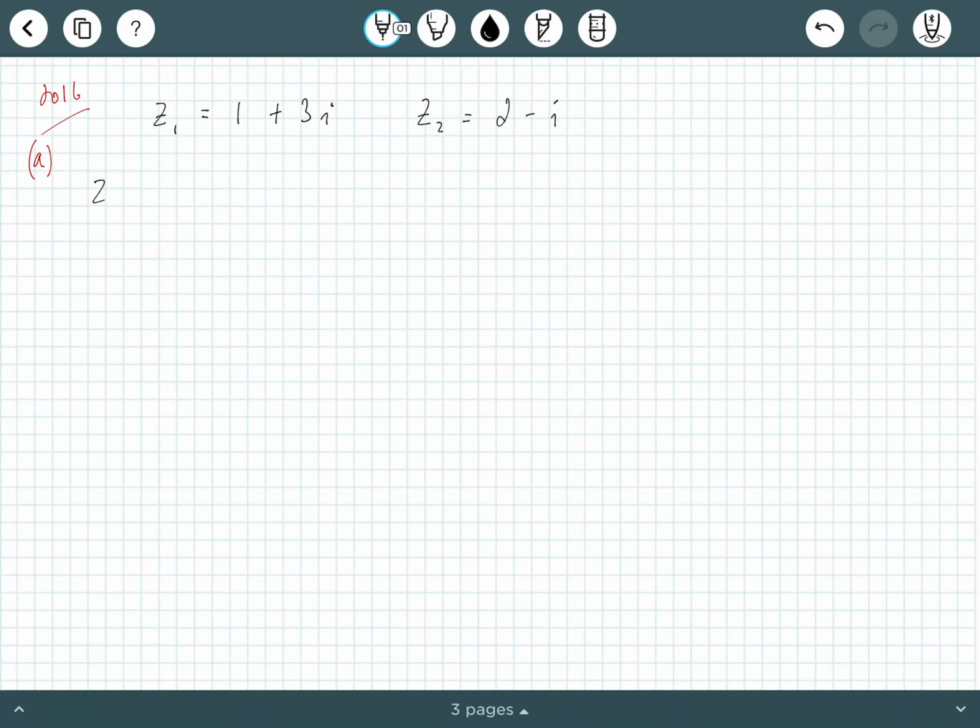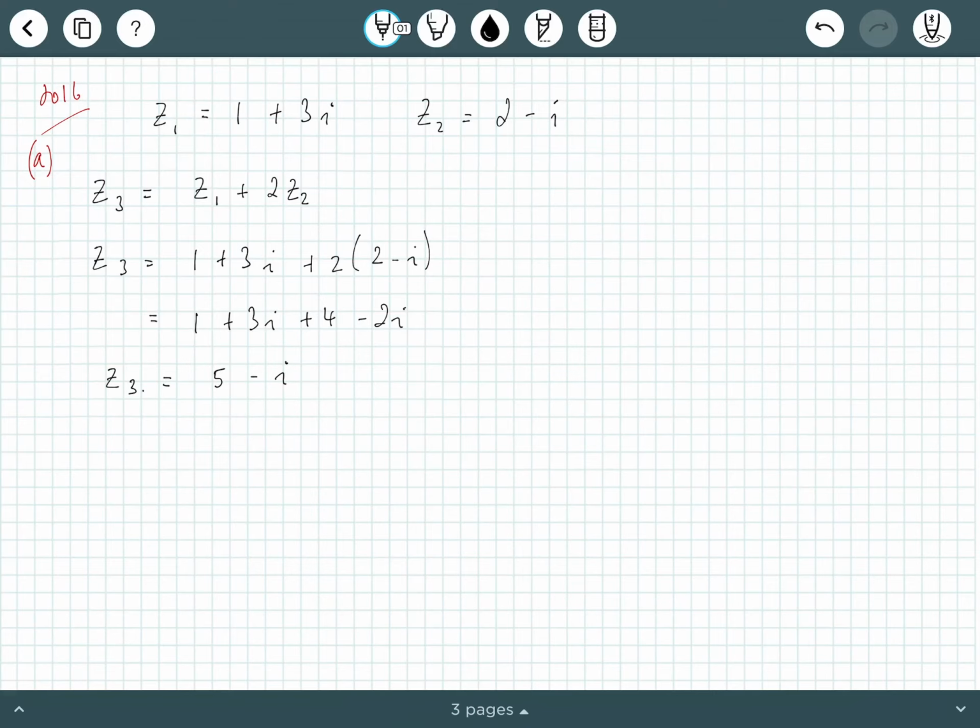And it's saying that z3 is equal to z1 plus 2 times z2. We want to find z3 and write it in complex form. So z3 is equal to z1, which is 1 plus 3i, plus 2 times 2 minus i. That's 1 plus 3i, plus 4 minus 2i. That's 5 plus i. So there's your z3.